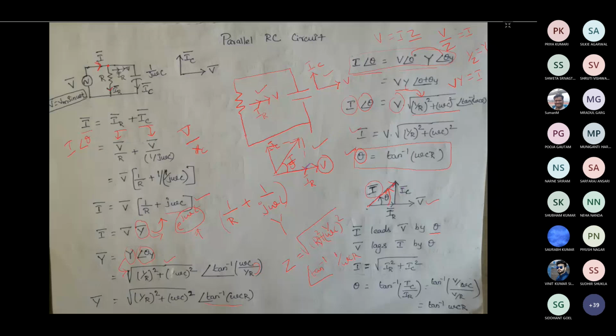If you want to represent it in terms of current, I had already drawn the current phasor diagram. So here you can write I phasor square is equal to IR phasor square plus IC phasor square, from this right angle triangle. So similarly, theta can also be represented in terms of current. Theta can be represented in terms of admittance, theta can be represented in terms of current, and similarly theta can be represented in terms of voltage.